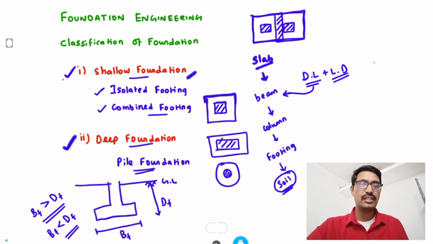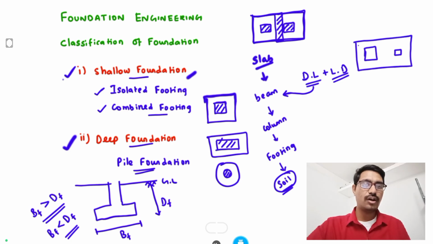Another case is where there is a big column and another small column. If we go for a rectangular combined footing like this, the cost will be very high. So we go for something like this. This is the big column and another one is the small column. So here we go for this, and that is a trapezoidal combined footing.